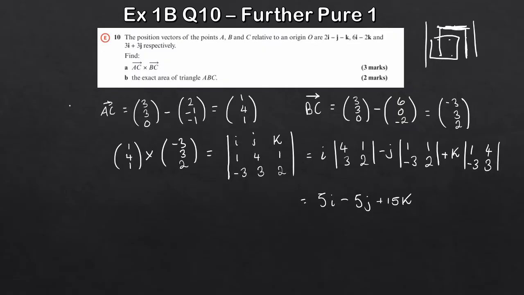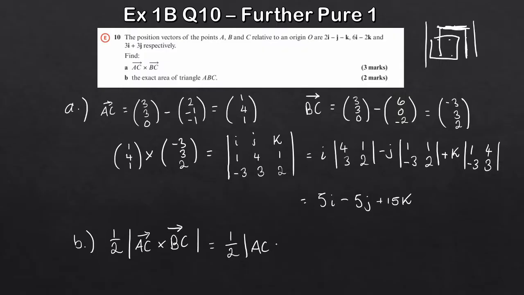And then for part B, so that was part A. Part B is nice and easy. We've done all the previous working for it. You've just got to remember the formula. And the formula is, it's half of the modulus of the cross product. So AC crossed with BC. So, in other words, we're going to work out half of the cross product here, AC crossed with BC, and work out the length of that.